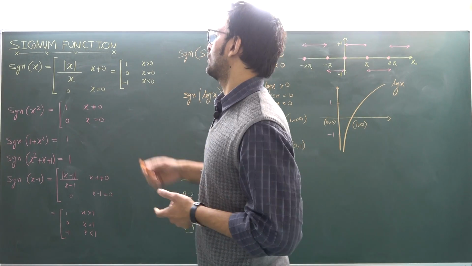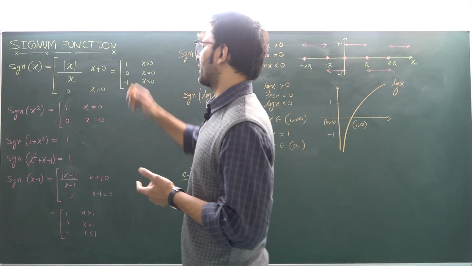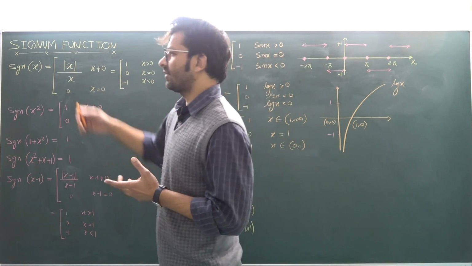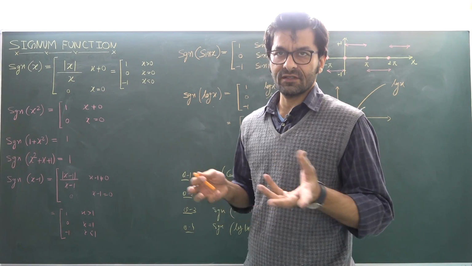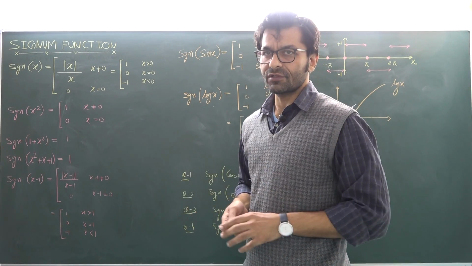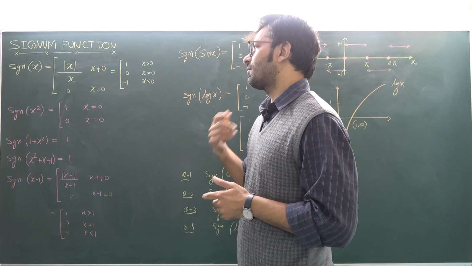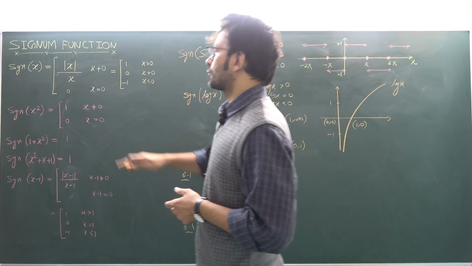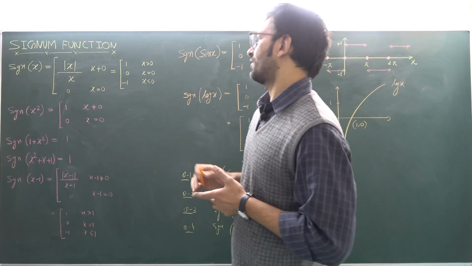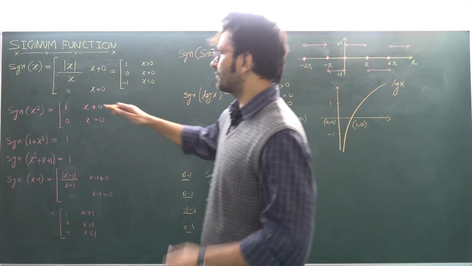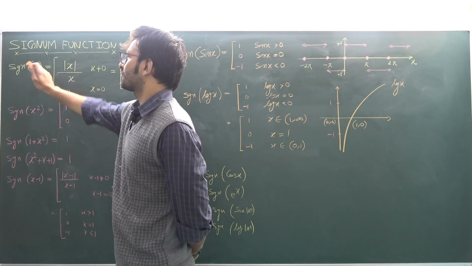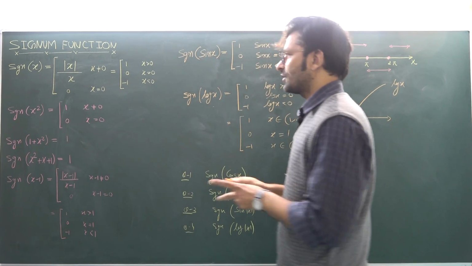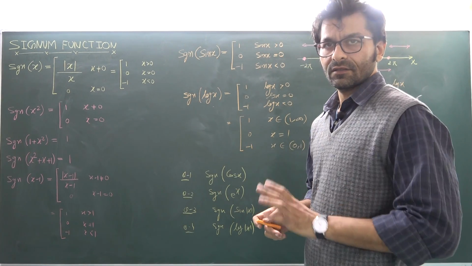Okay, so if you expand this function, when x is positive, mod of x is x, so x by x is plus 1. If x is negative, mod of x is minus x to make it positive, and then divided by x, which is minus 1. So this is the definition, and it's a convenient one: this value is plus 1 whenever the number is positive, minus 1 whenever it is negative, and 0 whenever x is 0.